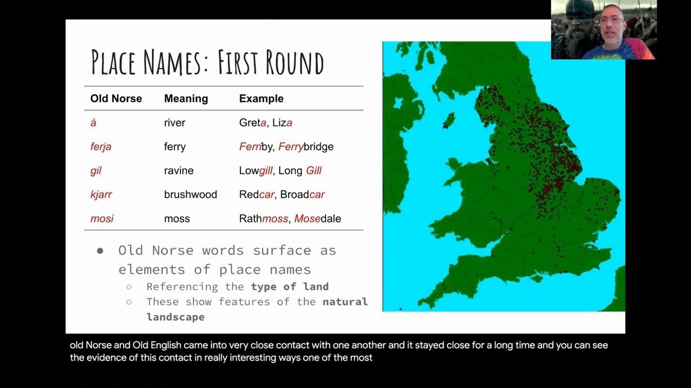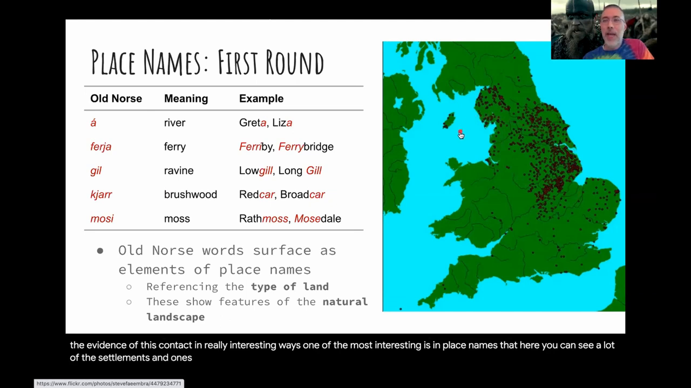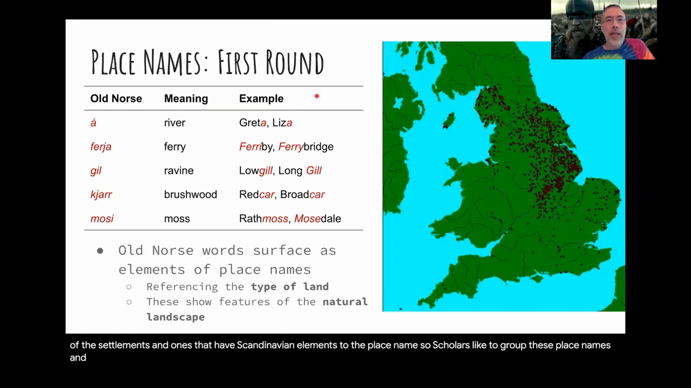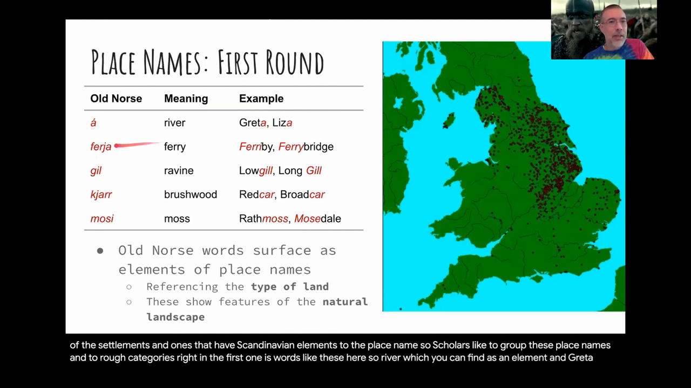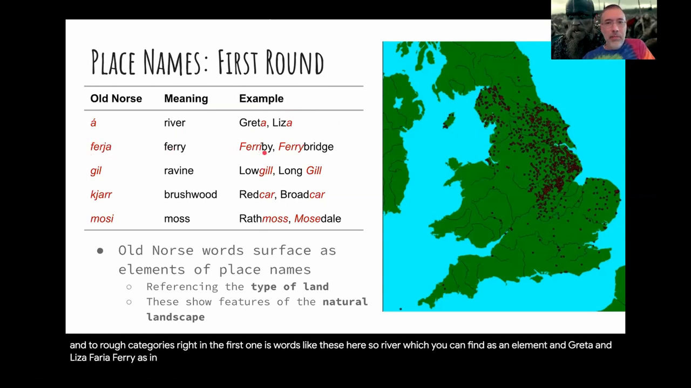One of the most interesting is in place names that still survive in English to this day. Here you can see a lot of the settlements, the ones that have Scandinavian elements in the place name. And so scholars like to group these place names in two rough categories, right? The first one is words like these here. So river, which you can find as an element in Breda and Leisa. Ferja, ferry, as in Ferriby and Ferrybridge. Gill, which means a ravine, as in Lowgill and Longgill. Kjarr, brushwood, as in Redcar and Broadcar. Mose, which is moss, as in Rathmoss and Mosedale, right?